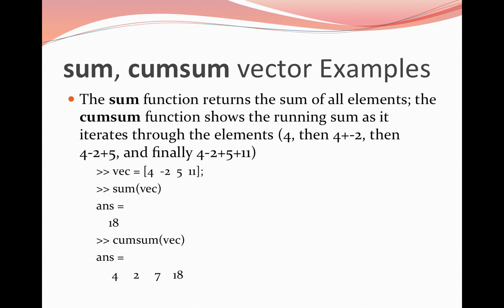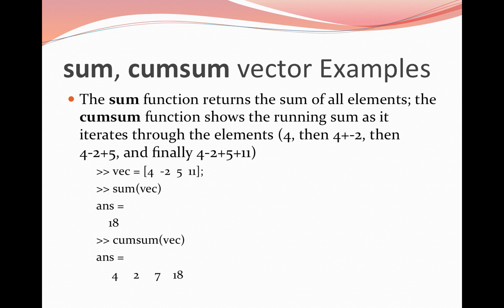Here are some examples of sum and cumsum with a vector. So the sum is going to sum all of the elements in the vector. The cumsum is going to show you the cumulative or the running sum. So here's a vector vec which has the values 4, -2, 5, 11. Sum of the vector is just going to add all of the numbers together. 4 plus -2 plus 5 plus 11 is 18.